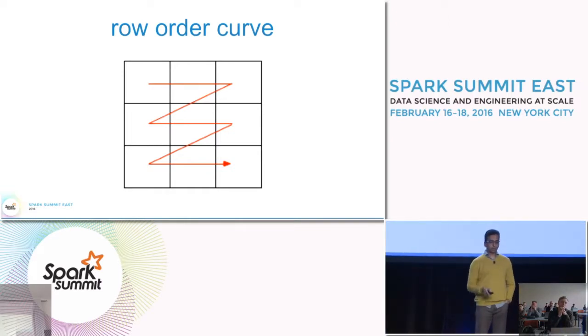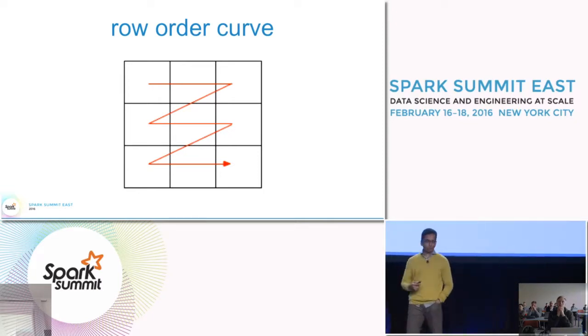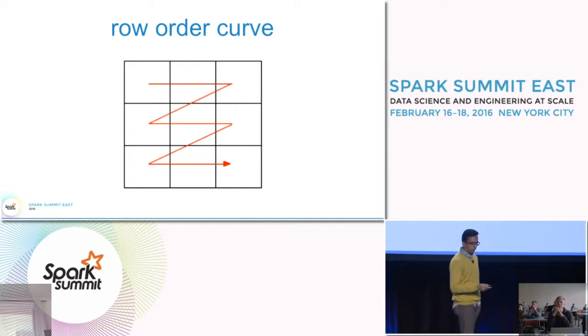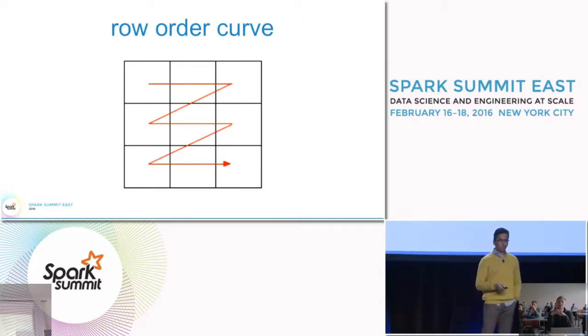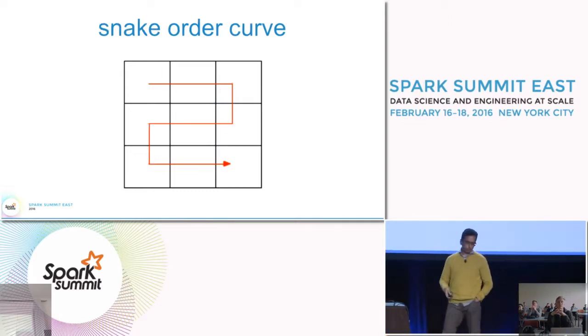But the problem with doing this is that the leftmost square and the square that's right below it differ by the dimension of the horizontal space, right? And that can be arbitrarily large. So it violates the property that two points that are near to each other in the 2-dimensional space end up being too far from each other in the 1-dimensional ordering. Same problem with the snake order curve as well.